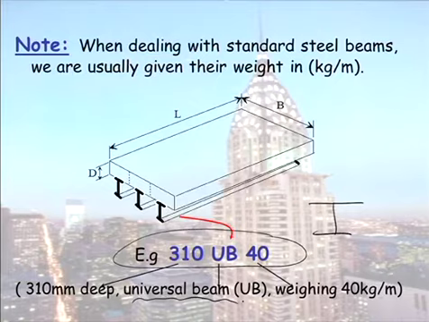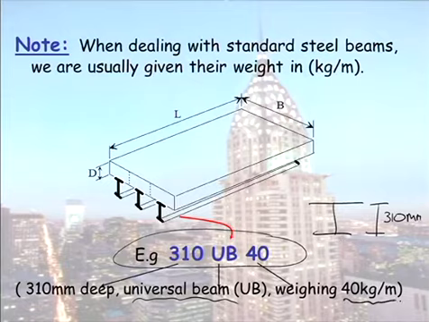If you're parked in the engineering car park, all the beams in there are UBs. When you're given a UB designation, the first number represents the depth of the beam. So if you had a 310 UB 40, that's telling you it's a universal beam, it's 310 millimetres deep, and the 40 is telling you it weighs 40 kilograms per metre.